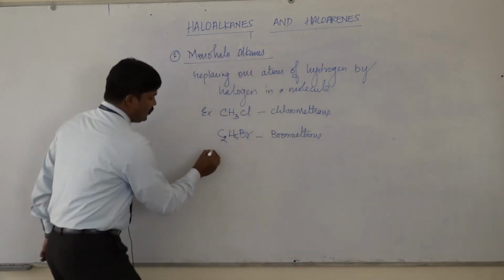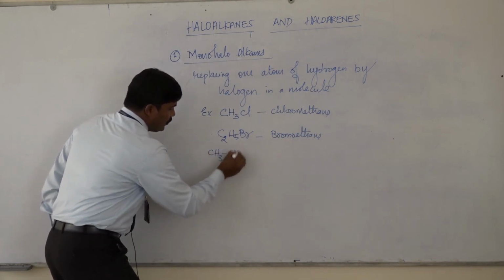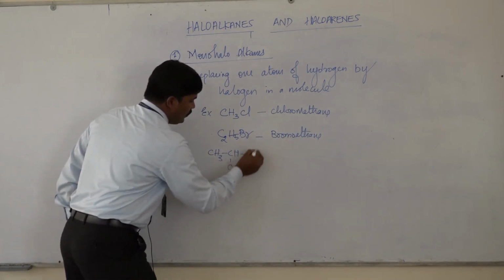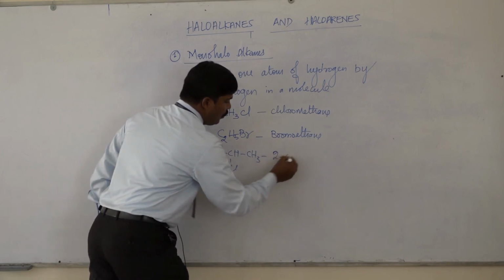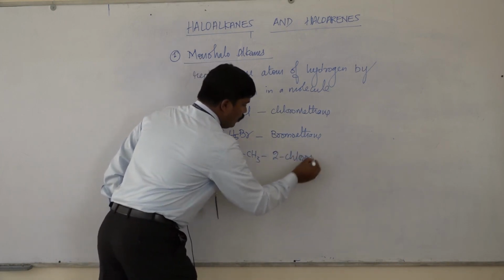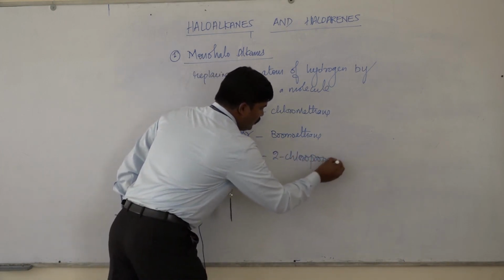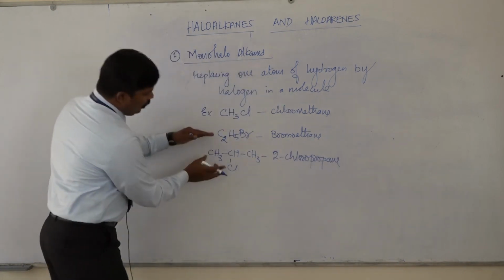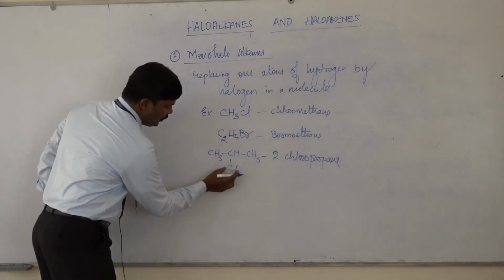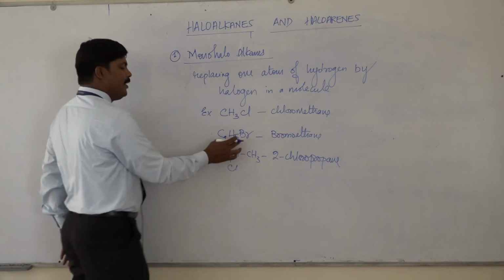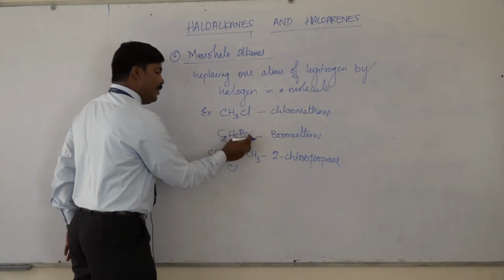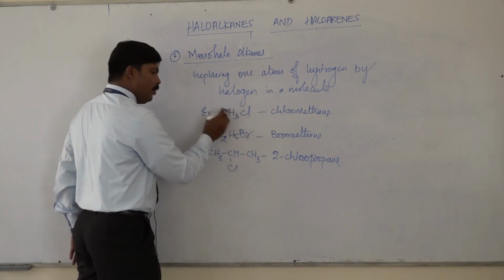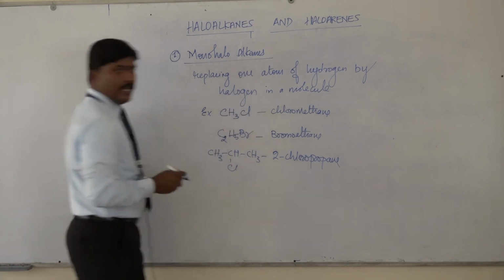If I take CH3CHClCH3, it is called 2-chloropropane. See the definition: in the whole molecule of propane, I replace only one hydrogen with a halogen called chlorine. In the molecule of ethane, I have replaced only one hydrogen by bromine. In the molecule of methane, I have replaced only one hydrogen with chlorine.